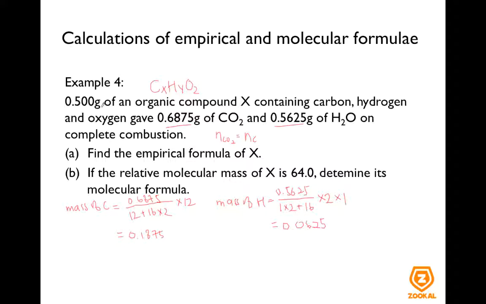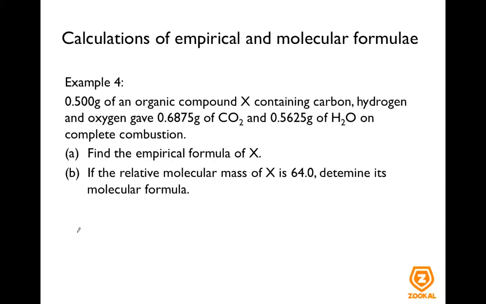Now, I have the mass of carbon, I have the mass of hydrogen in this 0.5 gram sample of compound X. So what's actually left in the compound is oxygen. So to find the mass of oxygen, it is actually 0.500 minus the carbon, 0.1875, and minus the hydrogen, which is 0.0625. And this is actually 0.250.